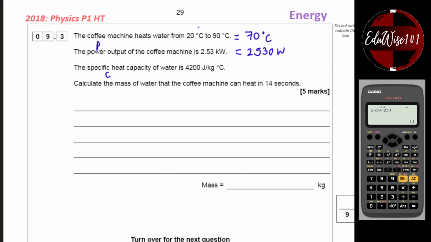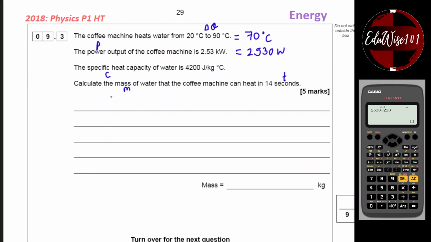The specific heat capacity, remember the symbol for specific heat capacity is C, power is P, and this is delta theta. What we found, 70 degrees is the temperature change. Calculate the mass M of water that the coffee machine can heat in 14 seconds, which is the time. Now for 5 marks, this question involves the use of two equations. So using the power value and the time, I can find the energy. I would need the energy in order to find the mass using the specific heat capacity equation.